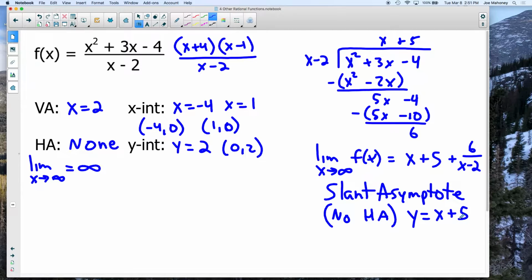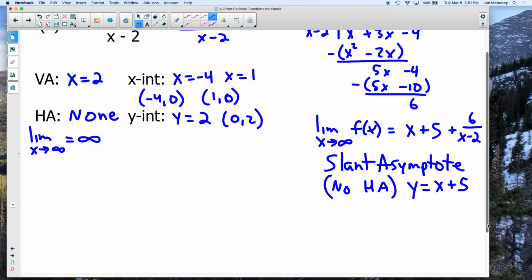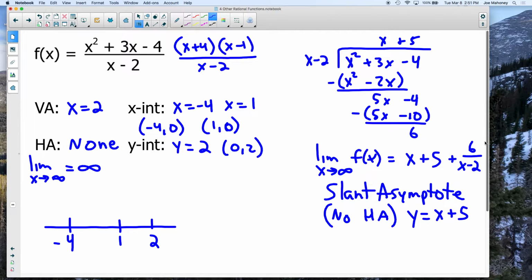Let's finish this up now by doing a sign analysis. So we're going to take a look at some of our x values. We have an x value at -4. We have an x value at +1. And we also have an x value at +2 to see what's going on. And I'm going to do this sign analysis by thinking about my function. I know the numerator is a parabola. And I know it's a parabola that looks something like this.